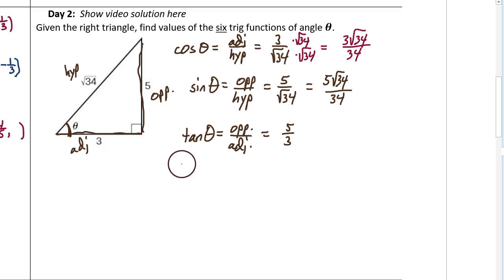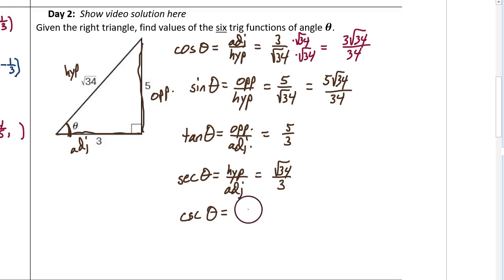So the reciprocal of cosine is called secant. And its definition is the hypotenuse divided by the adjacent side. It's the square root of 34 over the 3. Now let's do the reciprocal of sine. That's called cosecant. The definition would be the hypotenuse divided by the opposite side. So that's the square root of 34 divided by the 5.